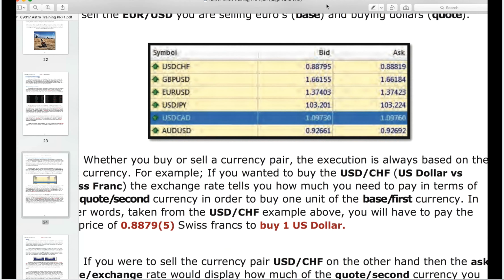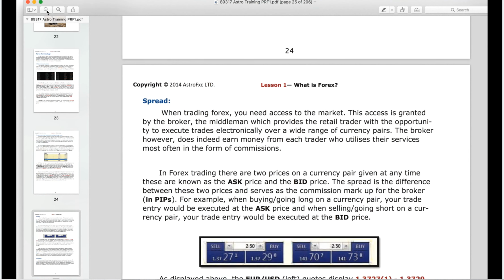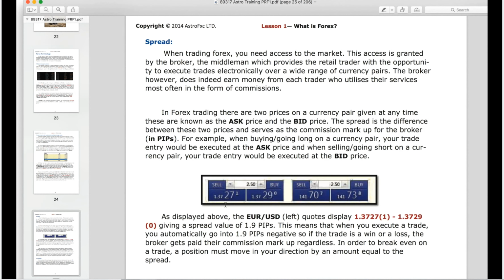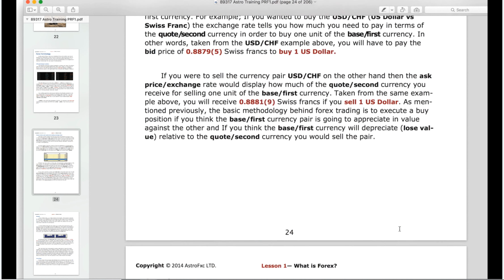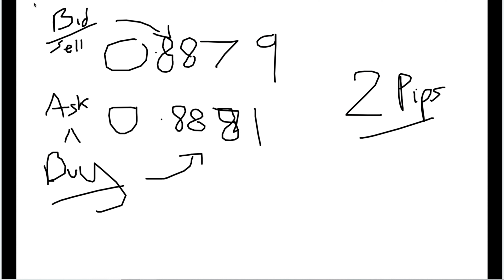Now, what I will say about the spread, all of this is in the book as well for you to refer back to. So here we go, spread. It's got the bid, the ask, the spread, and you can see the different examples. So GBP USD, 1.6615, 1.6618. That's a 3 pip spread. Spreads are the broker's commission to enter a trade.